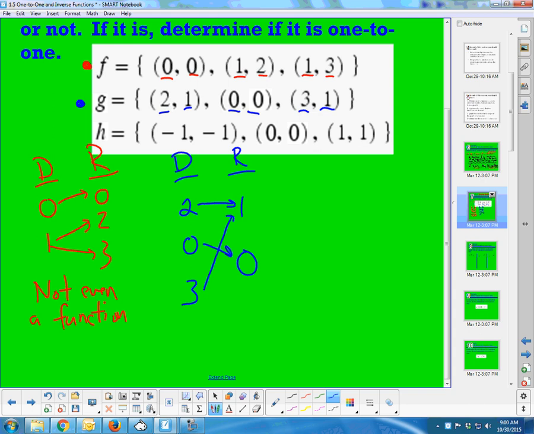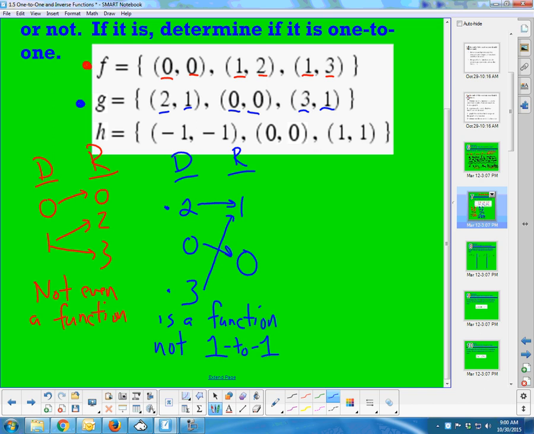So first I check the definition of a function. Is each input paired with an output? 2 is paired with one number, 0 is paired with one number, 3 is paired with one number. So yes, it is a function. Then I can move on to: are no two x's mapped to the same y? And I have the case here that 2 and 3 map to 1. So I've violated one-to-one. So this is a function, but it is not one-to-one. And sometimes we don't want to write out all the letters there, so we'll write 1, 2, 1, just like that.